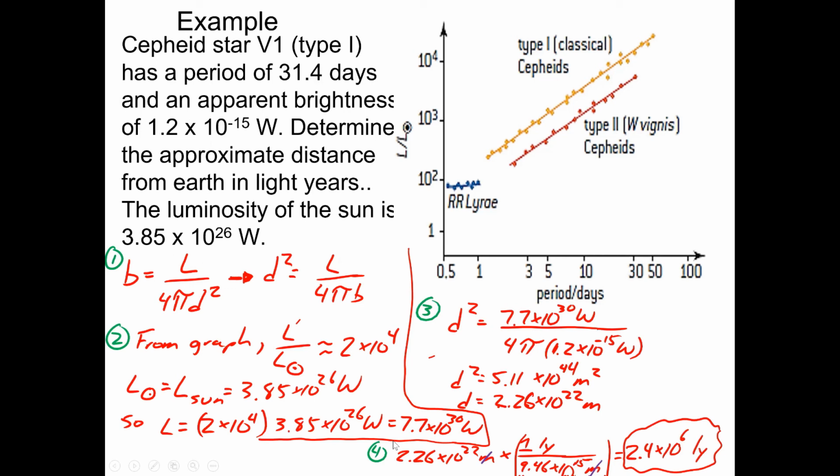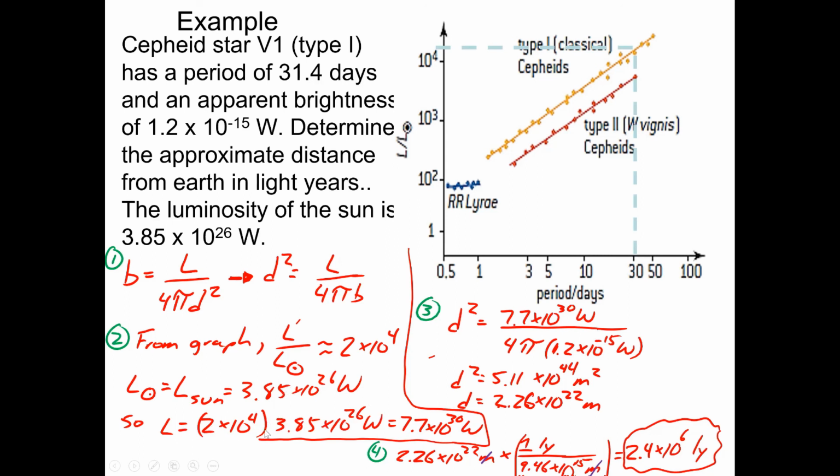So first we have that brightness-luminosity relationship, and all I did is I solved that for distance, d squared. And then I go into the graph here, and notice that with this blue line, did you see that blue line? I go in at 31.4 days, and I go up to the type 1, and I come across here, and notice it comes out at just above 10^4. Remember, 10^4 is 10,000. So I'm just going to call that 2 times 10^4, about 20,000. And the units here are saying that's 2 times 10^4 times the luminosity of our sun.